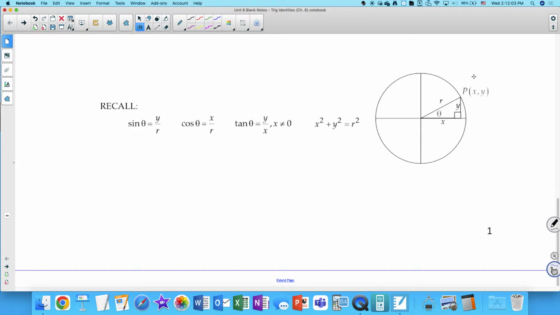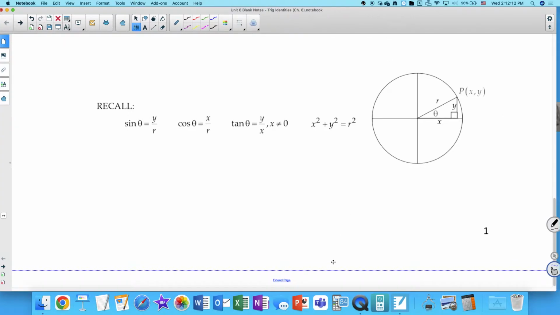What I want to show you is the first trigonometric proof that we're going to work with, which is a Pythagorean identity. And so I want you to remember that on the unit circle, r is equal to 1.